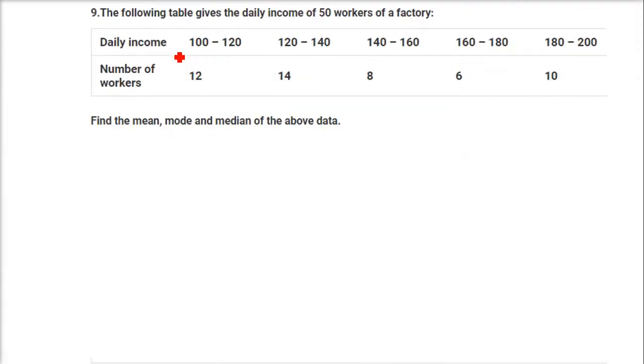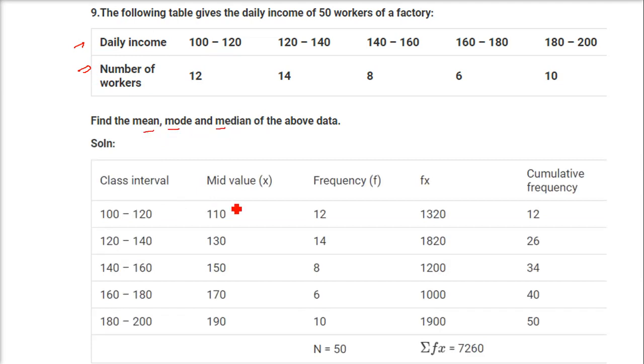This table gives the daily income of 50 workers of a factory. So we have daily income and number of workers. We have to find mean, mode and median. For that we'll make the table first. Mid value will be 100 plus 120 by 2. We do it for all these values. That is, first we have to find out the mid value. This is lower limit plus upper limit by 2. We get the mid value.